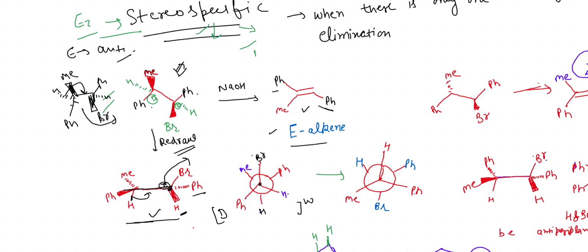Clear? And this circle represents the second carbon, and with the second carbon, there are methyl, phenyl, and hydrogen. Then just check the solid line below this horizontal line, it is hydrogen. So draw hydrogen opposite to this bromine group. Clear?